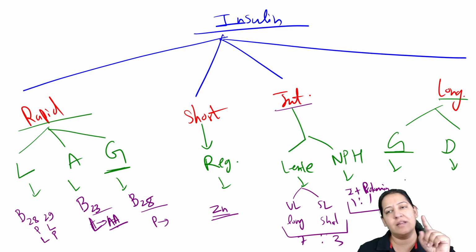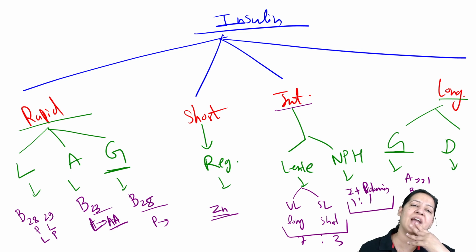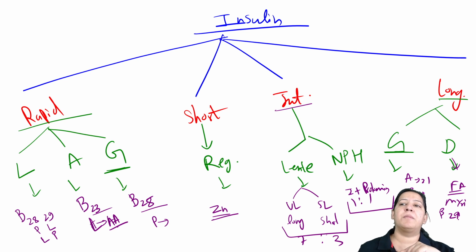In glargine, two changes are there. One is in the alpha chain at 21, and one is in the beta chain, where we are adding two additional molecules of arginine after 31, 32. In detemir, we are adding an additional fatty acid. The name of this fatty acid is myristic acid, at 29 number of the beta chain, right? So please learn the specific changes.